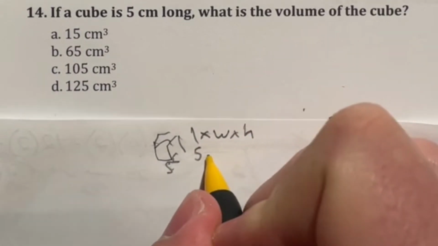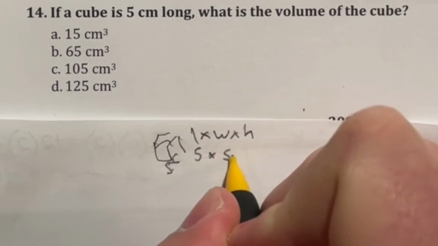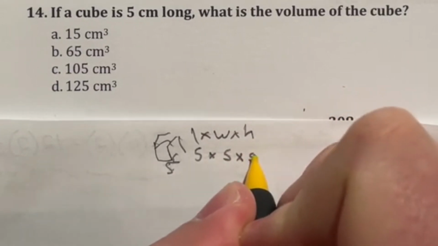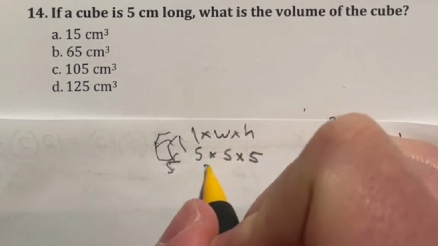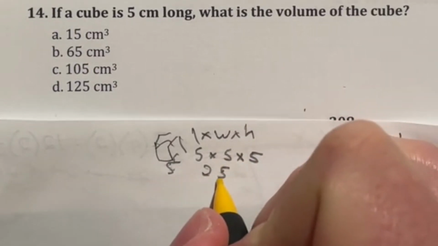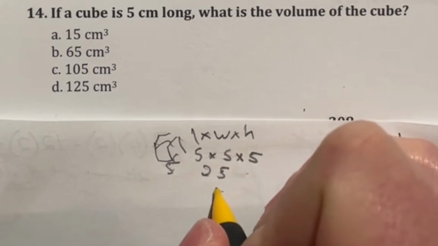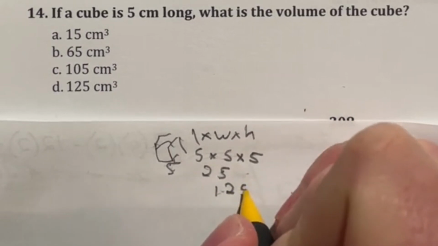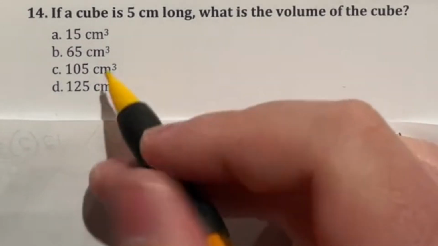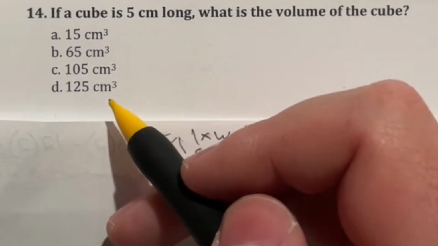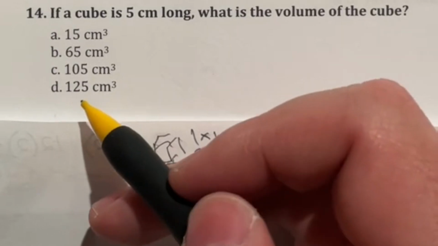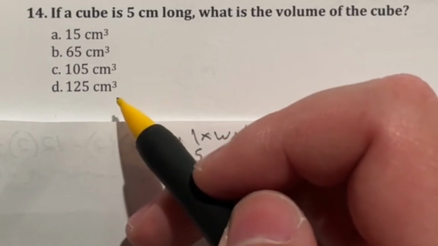So we're just looking at 5 times 5 times 5. So 5 times 5 is 25. And then when I go ahead and multiply that by another 5, we're going to get 125 as our final answer. Meaning when I'm looking through these, we're going to be choosing option D, 125 centimeters cubed.